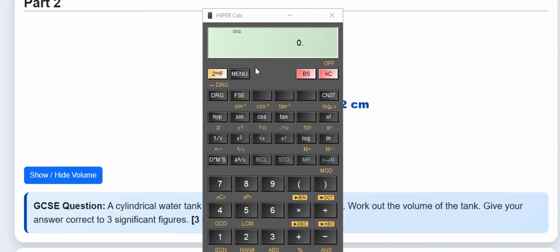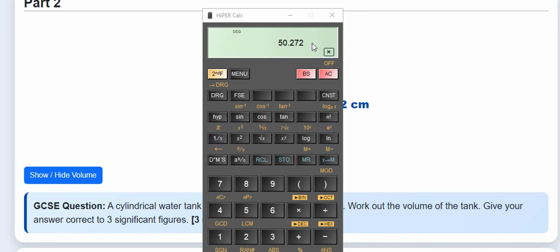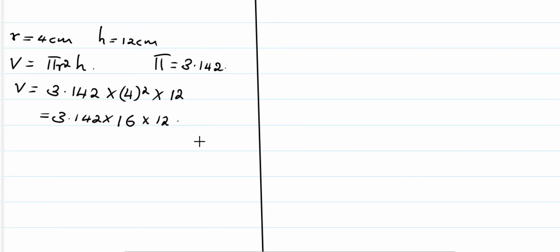So we can use a calculator here to get the value of 3.142 multiplied by 16, then again multiplied by the height, which is 12, which will give us 603.264. So the answer will be 603.264. Let me write it here.